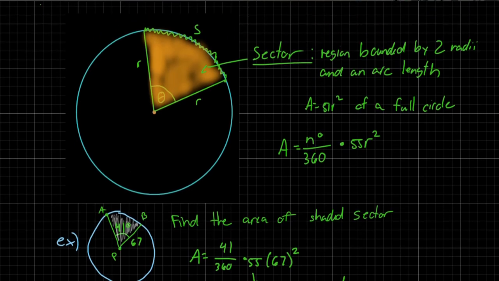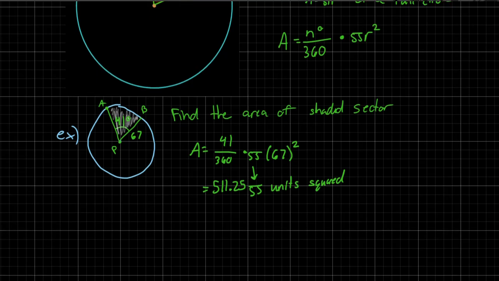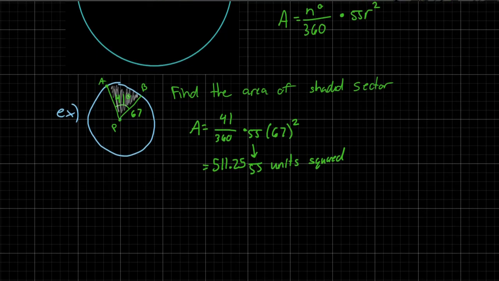This is the definition of a sector. It's the area bounded by two radii and an arc length, so the shaded region. Okay, so we did an example, and we got our answer. So it's not that easy. We're not done yet. We're gonna go a little bit harder.